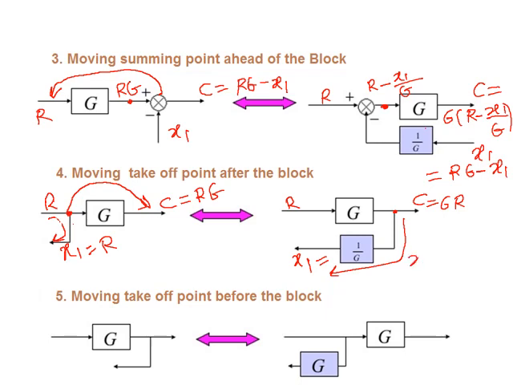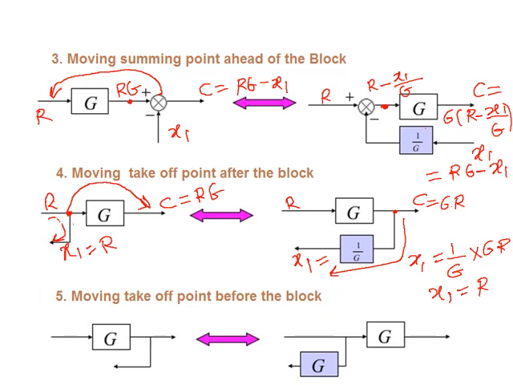So x1 is equal to, look at this, gain times input. For this signal, this will be 1 by G times GR, since the input is GR. So G and G get cancelled and x1 will be only R. Look at this signal: x1 is equal to R, and here also x1 is equal to R. Output C is equal to RG, and here also output C is equal to RG.